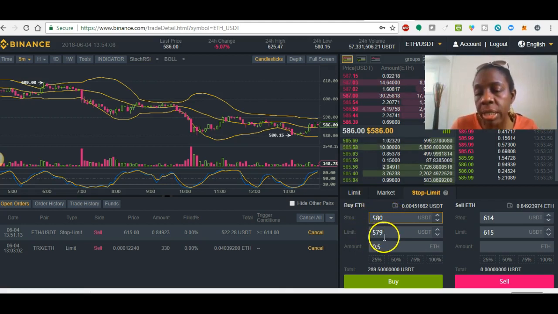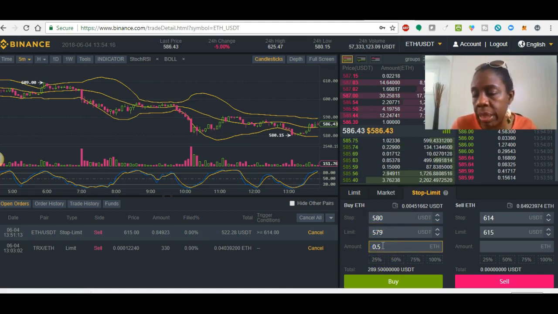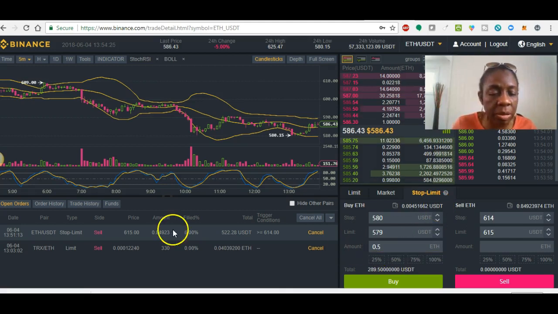So what I've said here is when the price goes down to $580, set up a market order to sell half of what I have. I can't use these keys right now because I don't own this tether right now. So it would be half, whatever half of my holding would be, 0.849.